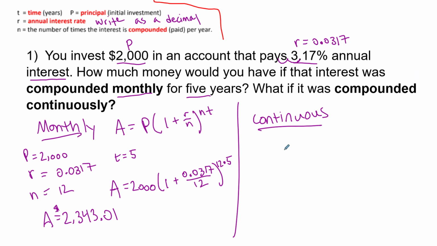So our continuous interest formula, A equals PE to the RT, PERT. Okay, all of these numbers are the same. So we'll fill them in. So A equals 2,000 e to the 0.0317 times t, which is 5. As you can see, it's much easier using the continuous formula. Let's see if it's much of a difference. You know, let's see if it's any more advantageous to use continuous interest.